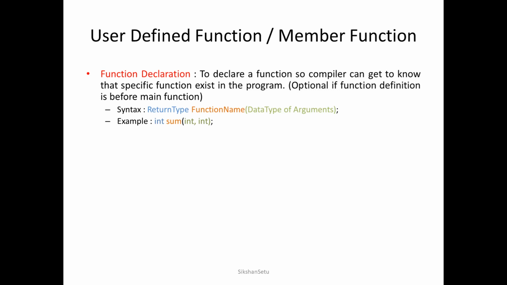This particular part is considered to be optional if you are going to give the definition of the function before it has been used. It means before the main function. So what is the syntax? In function declaration we need to use the return type, then function name and data type of the arguments. At last we will be putting a semicolon.